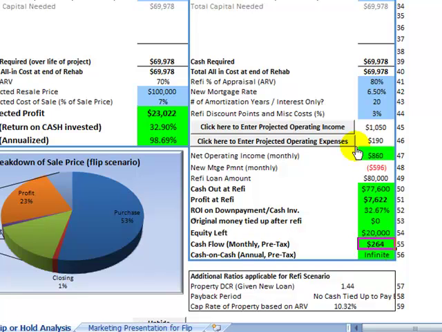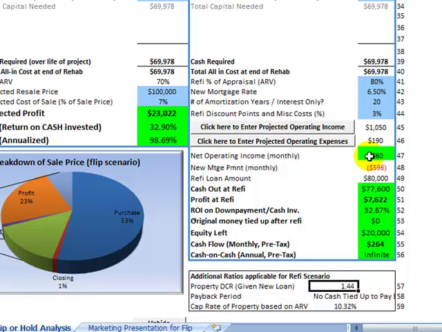Now, here you've got a good sanity check. 1.44 is the debt coverage ratio of the loan based on the financing assumptions and based on your projected income and expense assumptions. Now, if you're wholesaling this property, you probably don't know enough to make these assumptions for your wholesale buyer. But you know what you can do?